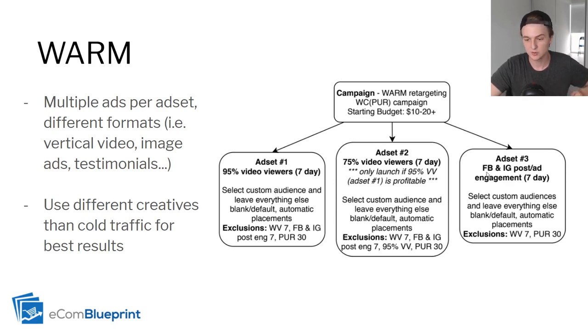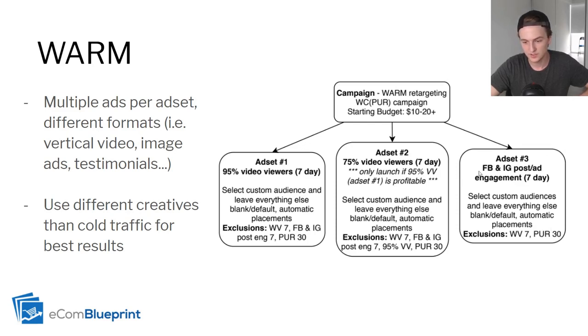Now, the third one, you want to launch this right away. And so this is Facebook and Instagram post and ad engagement. So people who commented on your ad, people who tagged friends and such like that. These people know your product, and it's very likely that they're interested if they're commenting on your ads, right? And so I like to separate this from just the 95% video viewers, and that's why I exclude it in both these ad sets here.